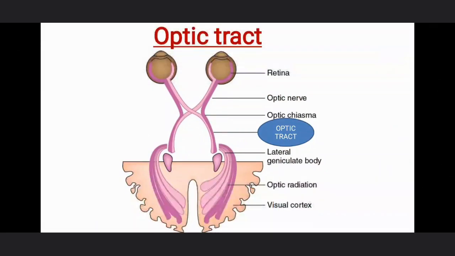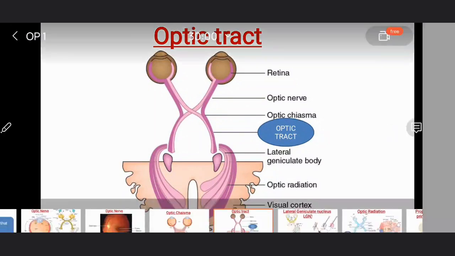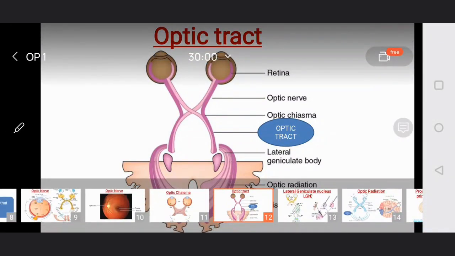The next structure is the optic tract. It consists of half of the fibers from the opposite optic nerve and the other half from the optic nerve of the same side. The fibers run towards the lateral geniculate body and they relay over there.